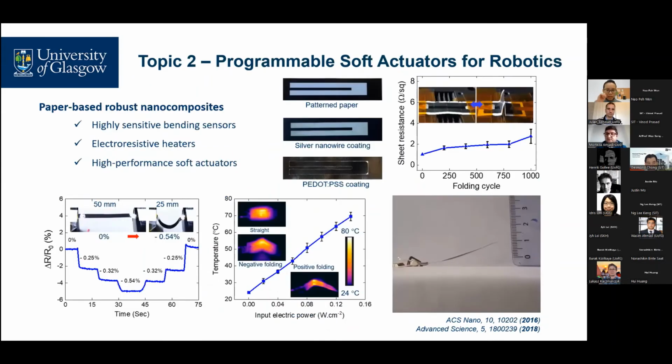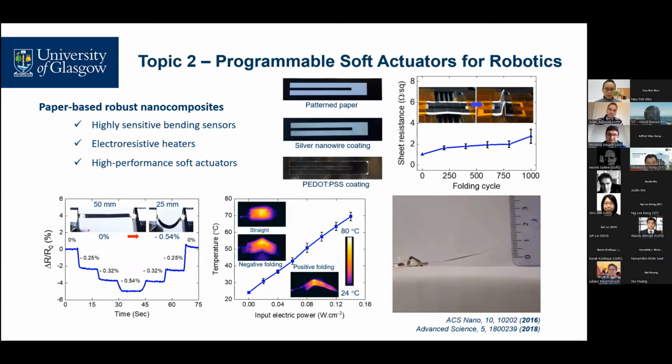So in the area of soft actuators, we worked a lot on paper-based substrates and nanocomposites, and we have shown that we can use paper-based composite materials as bending sensors, as electroresistive heaters, and high-performance soft actuators. In this example, we have used silver nanowire PEDOT:PSS coating on paper to make conductive nanocomposites which are extremely robust even under folding cycles.